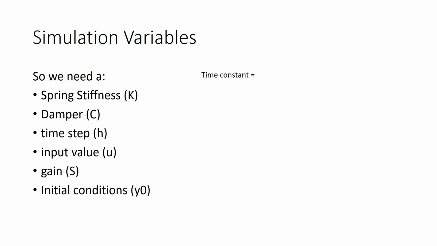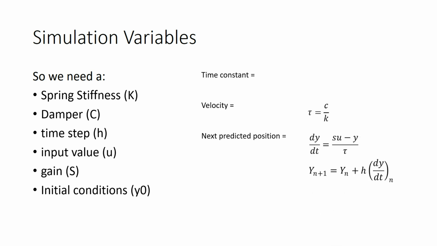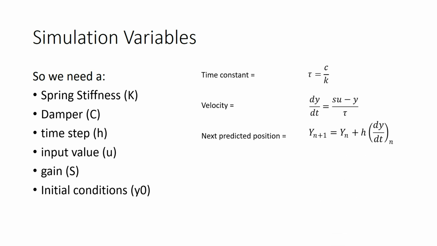Now, time constant, we'll come to that in a second. So we need to know how to calculate our time constant. We need to know how to calculate our velocity. And we need to know how to calculate the next position of y, how far it's moved. So tau is the time constant. This is predominantly what controls the interface between the spring to the damper ratio. It is an efficiency term purely between the two major components that affect it.